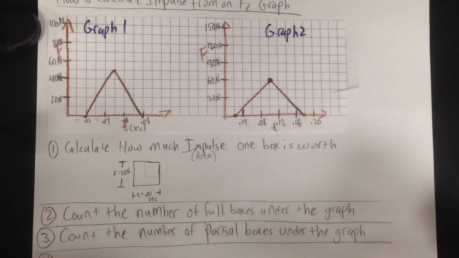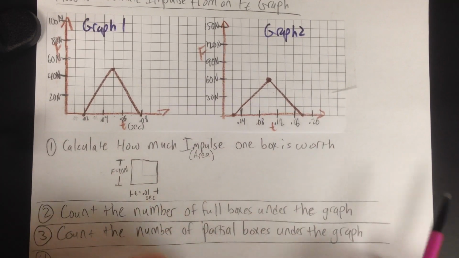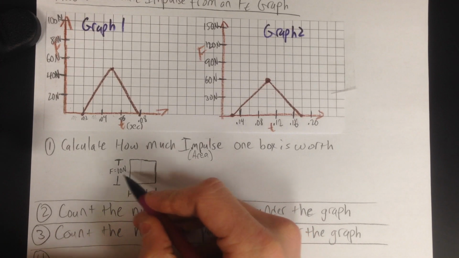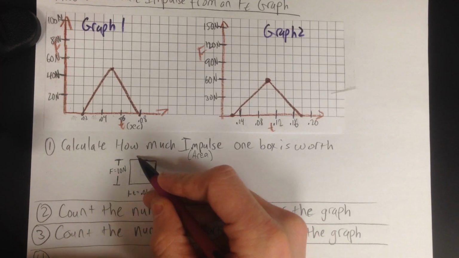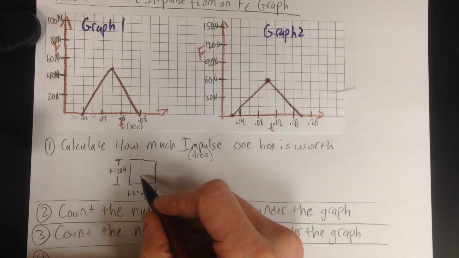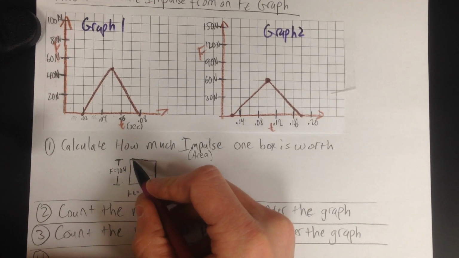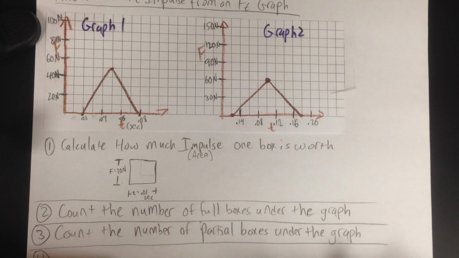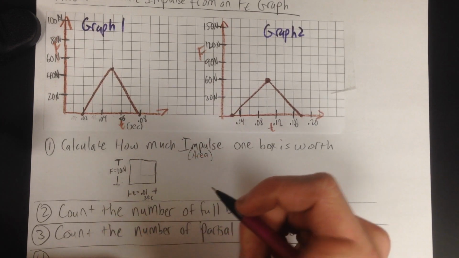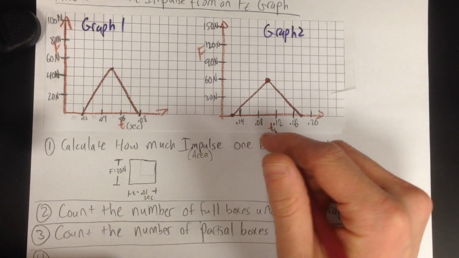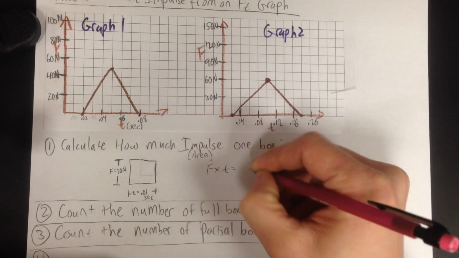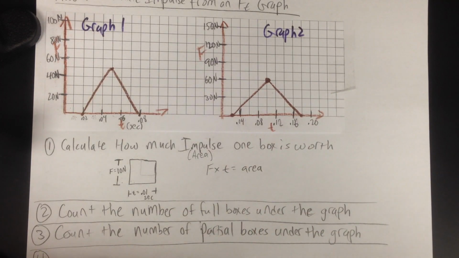Now, depending on the labels for force and time on the axes, the boxes could be worth different amounts of area. The height of one box could be 20 newtons next time, possibly. We don't know. But every time we have to start by finding the force for one box and the time, that width, of the one box. If you multiply those two sides of a box, then you have the area. It's basically length times width. So F times t is the area of the box.